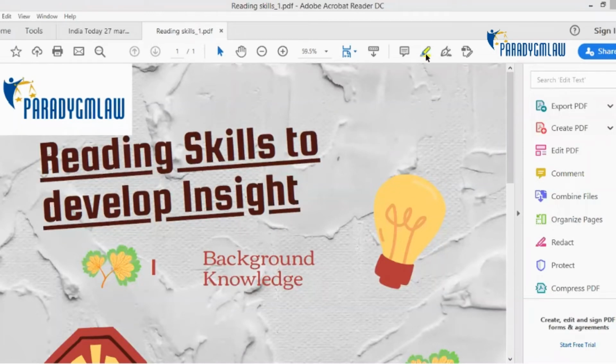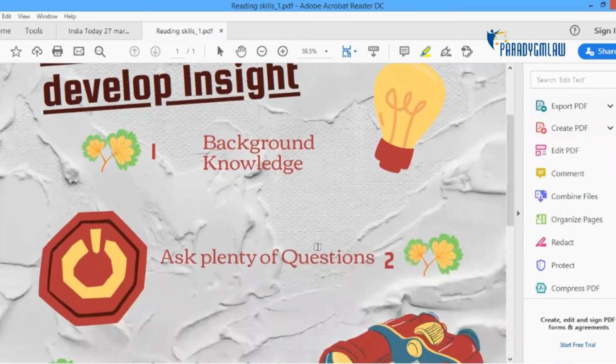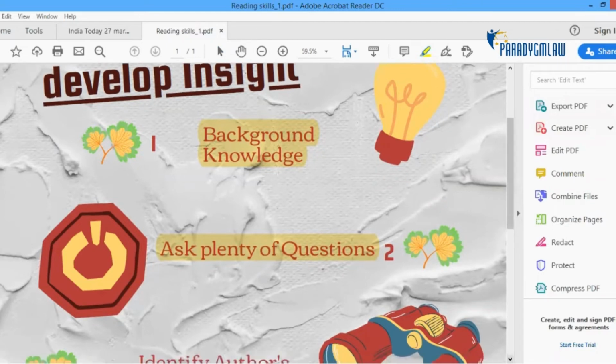Hi everybody. Today we'll focus on some reading skills to develop insight. Now when you have some text, what we expect you to understand is a bit of the background knowledge. So we'll cover one article today which will give you that, and we expect you to ask plenty of questions. This is to yourself as to how much you know about this article or about the message in the article.